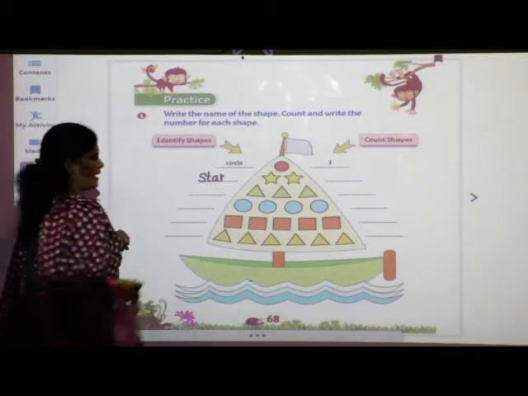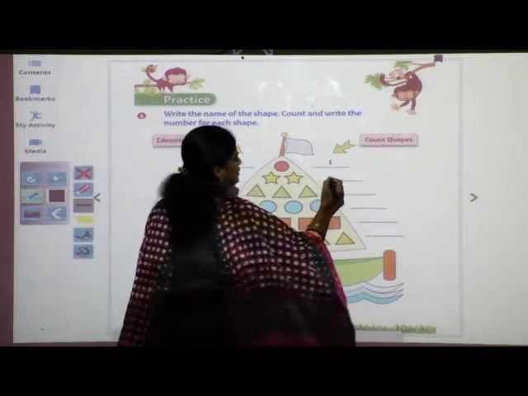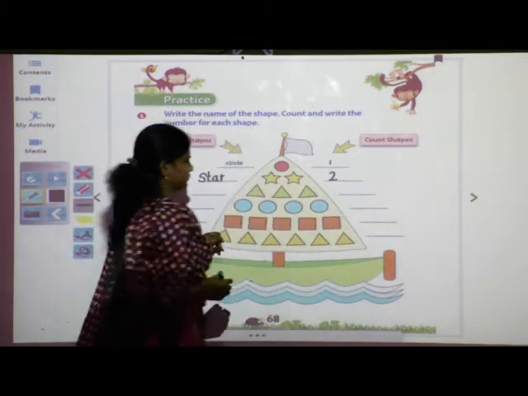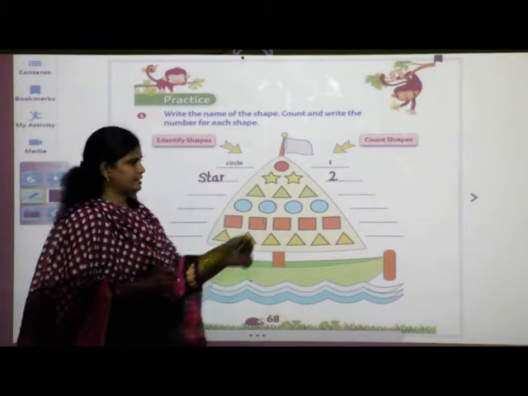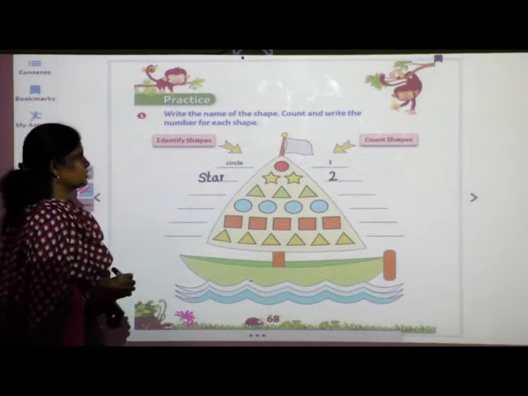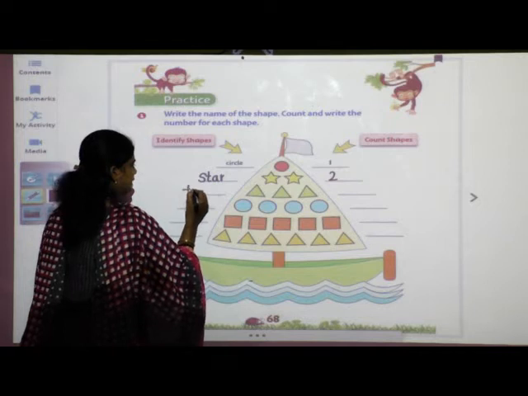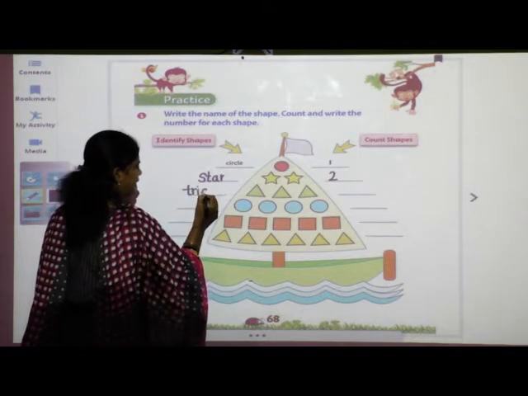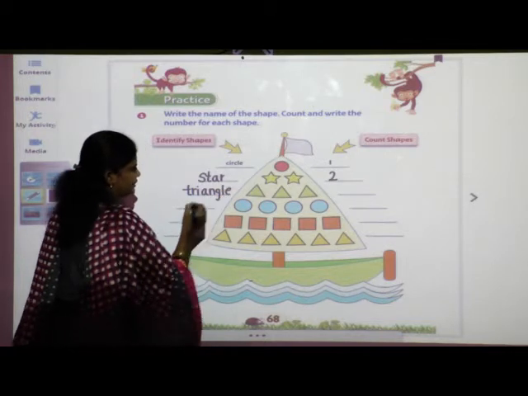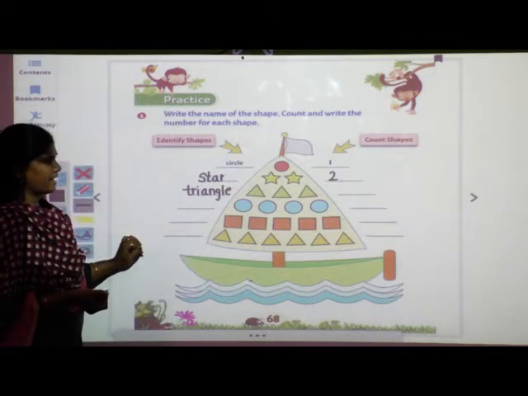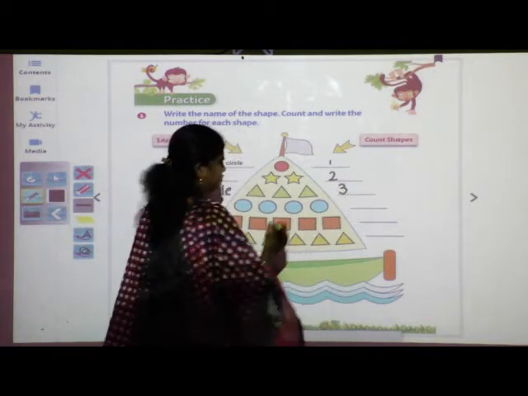S-T-A-R, star. So how many stars are there? 1, 2. So you will write here 2. Now which shape is this? Yes, very good, triangle. What is the spelling of triangle? T-R-I-A-N-G-L-E, triangle. How many triangles are there? 1, 2, 3. So write here 3.